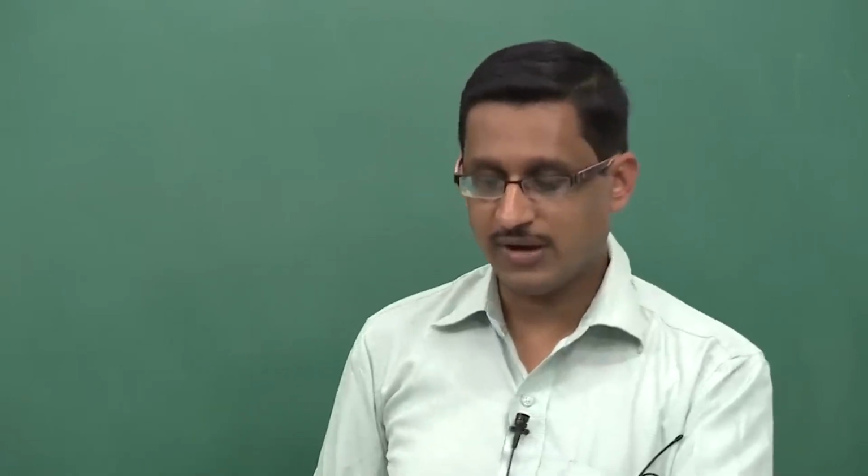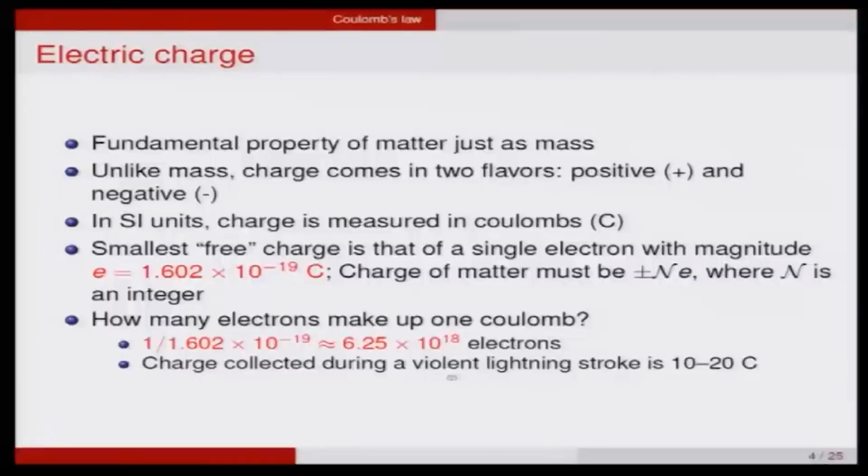Now, to put it in another perspective, if you collect charge during a violent lightning stroke, you will be able to collect only up to 10 or 20 coulombs. You can see that 1 coulomb of charge is really a huge number, because it requires a huge amount of electrons to make up 1 coulomb.